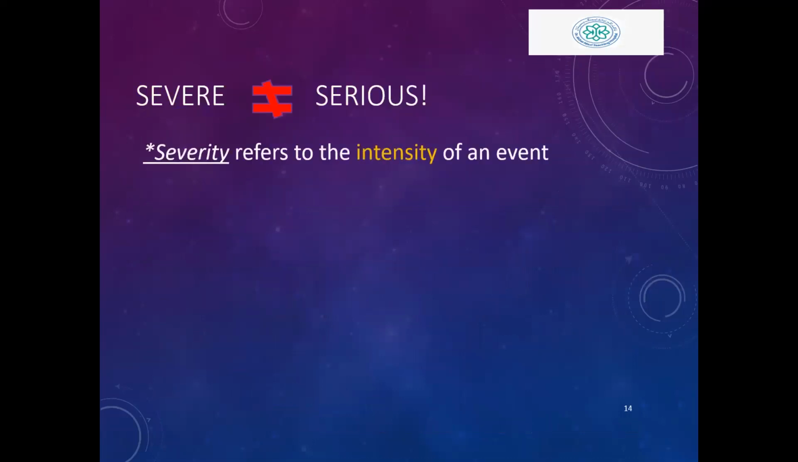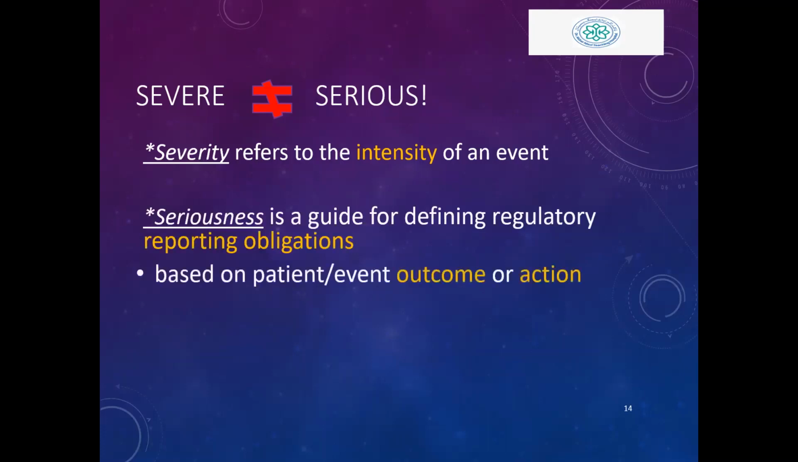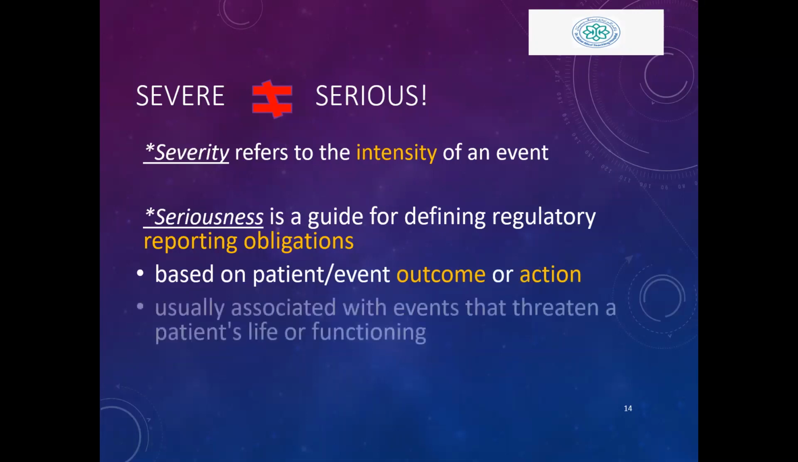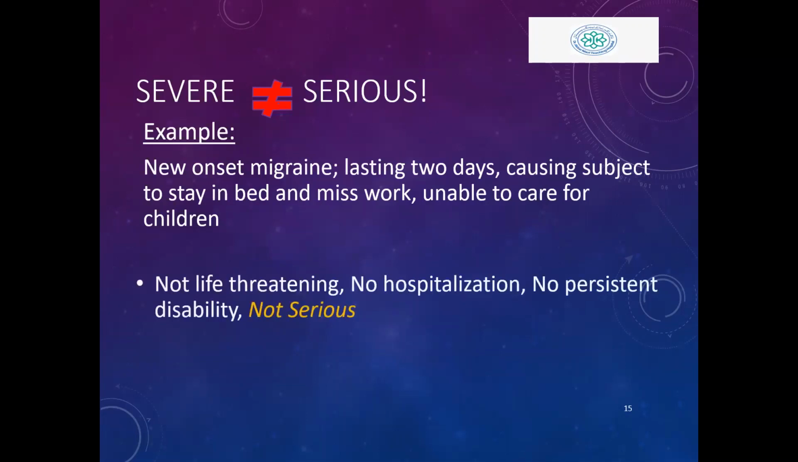This slide shows that we should also know serious versus severe adverse events, with an example to explain. Severity refers to the intensity of the event, and seriousness is a guide for defining regulatory reporting obligation, which is based on the patient outcome or action, usually associated with events that threaten a patient's life or functioning. If a patient has onset of migraine lasting 2 days, causing the subject to stay in bed and miss work, unable to care for children, this is not life-threatening, no hospitalization needed, no persistent disability. So it is not serious, but the intensity is severe.